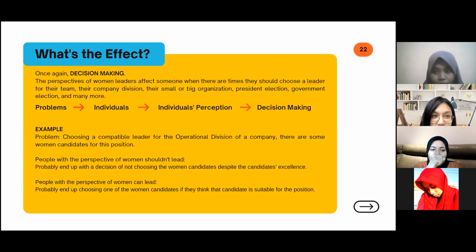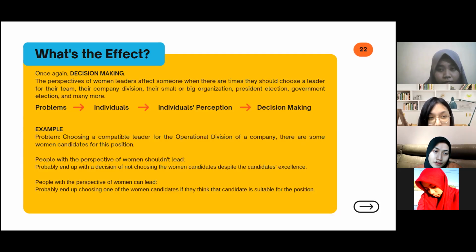So what is the effect? Once again, it's affecting decision making. The perspectives of women leaders affect someone when there are times they should choose a leader for the team, their company division, their small or big organization, presidential election, government election, and many more.